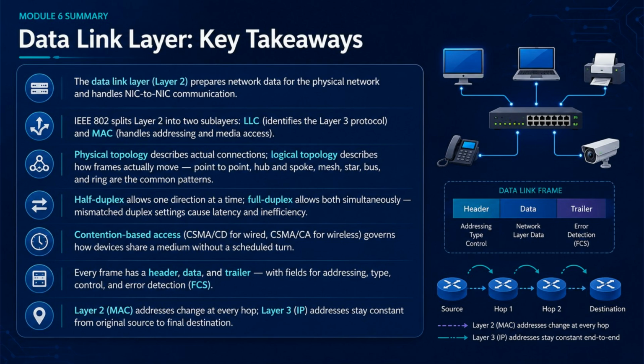Close the module walking each bullet. Layer 2's job is NIC-to-NIC communication and preparing data for the physical network. IEEE 802 splits it into LLC and MAC sublayers, physical versus logical topology and the common patterns. Point-to-point, hub-spoke, mesh, star, bus, ring. Half versus full duplex and mismatch risk. Contention-based access. And MAC addresses changing hop by hop while IP addresses stay constant end-to-end.